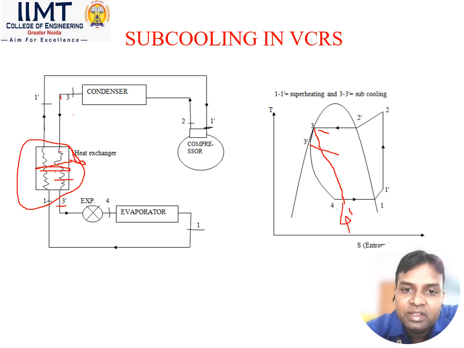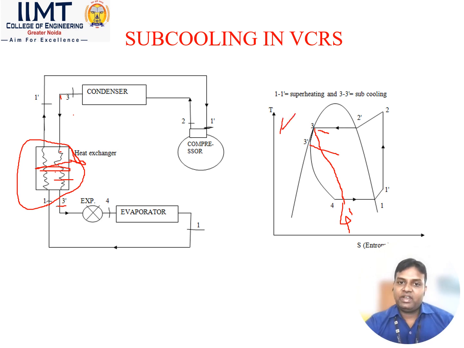So you can see here, from 3 to 3 dash the heat is lost in the subcooling, and this heat goes to the vapor, here in the heat exchanger, from 1 to 1 dash. So heat gain is taking place from 1 to 1 dash, and heat is lost from 3 to 3 dash. If we apply the energy conservation law, then heat loss equals heat gain, which means the enthalpy of subcooling will be equal to the enthalpy of superheating. This we will see in the next slide.